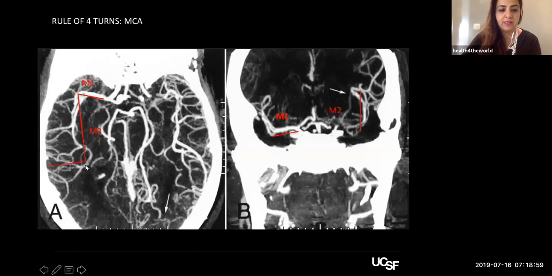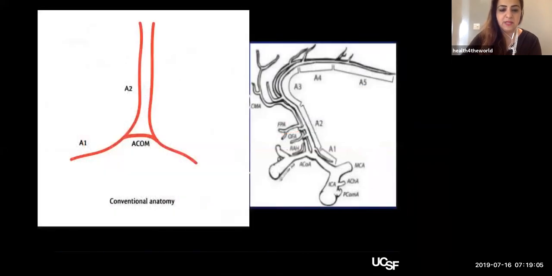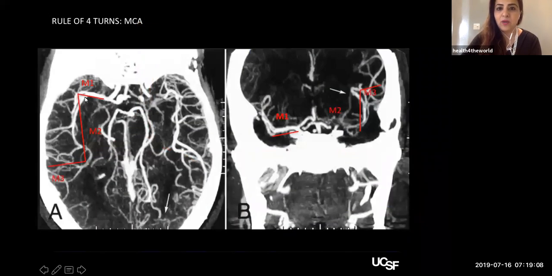And then M3 is again when it becomes horizontal and turns again. And M4 is the cortical branches. So this becomes really important because the question always is, is the clot in the M1 or the M2? So you have to just figure out whether the vessel has turned or not. If it hasn't turned and if it's still in the horizontal segment here, it is M1.